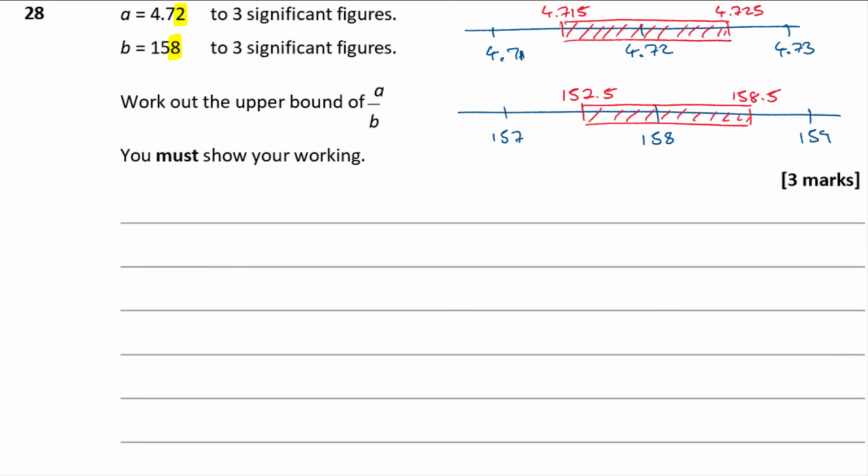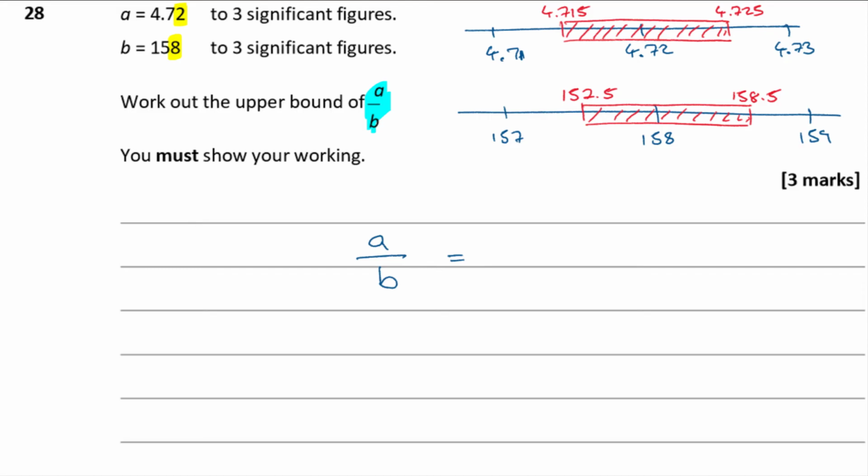Okay? Right. Now we need to work out the upper bound of A over B. So we've got two possible values of A that we're going to use, the upper bound and the lower bound. And then we've got two possible values of B. And we want to pick the values of A and B that are going to deliver us the largest value of A divided by B.